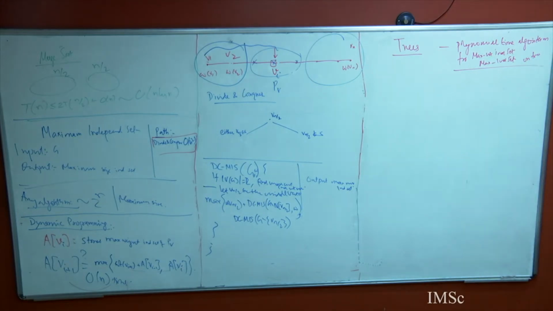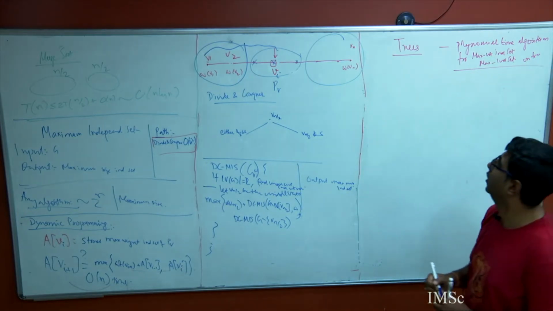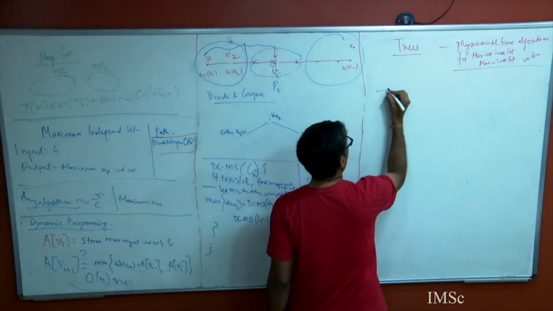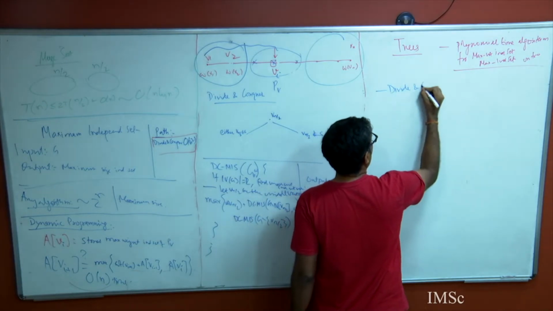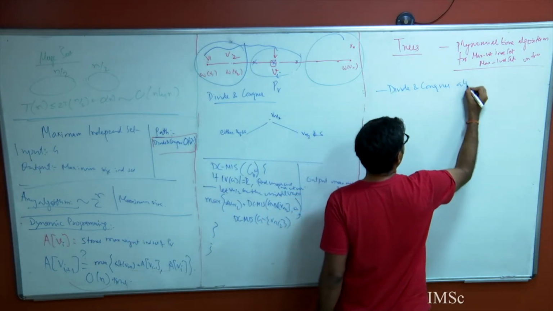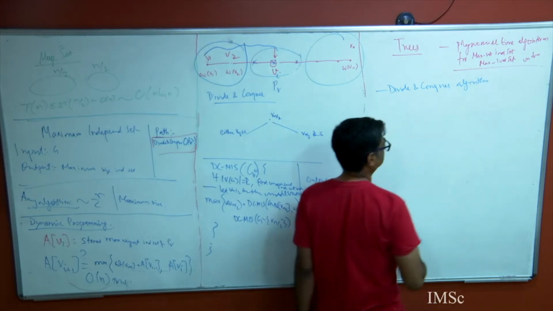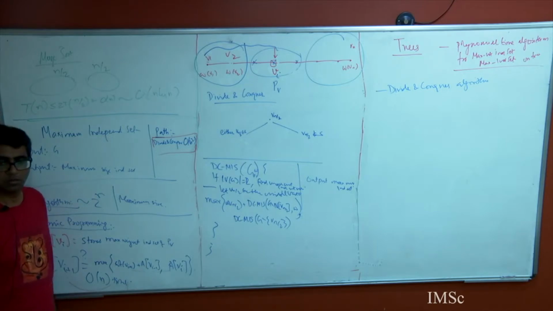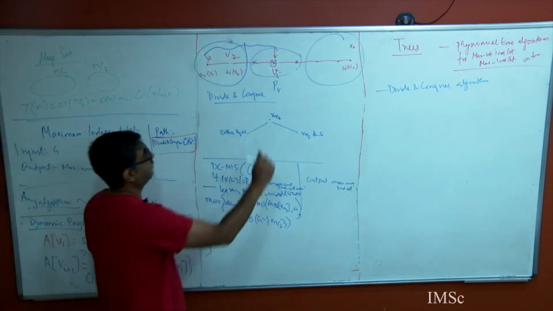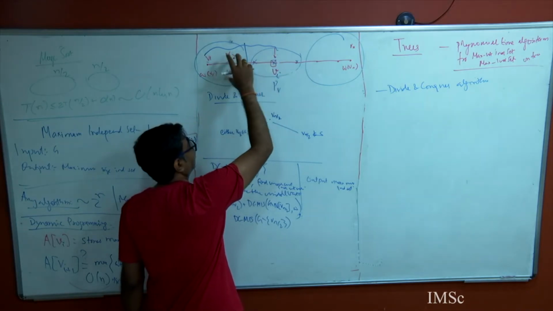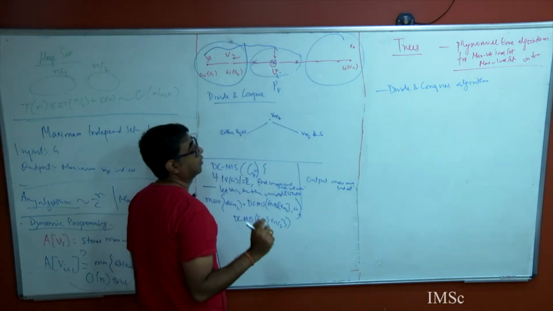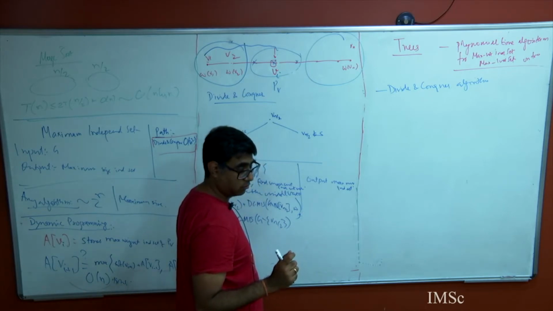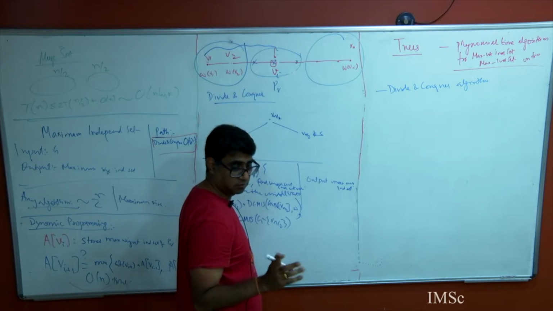Okay, so let's go back. For paths, for the divide and conquer algorithm, what fact did you use? What did you use? Oh, removing Vi gave you two disjoint problems of roughly half the size.